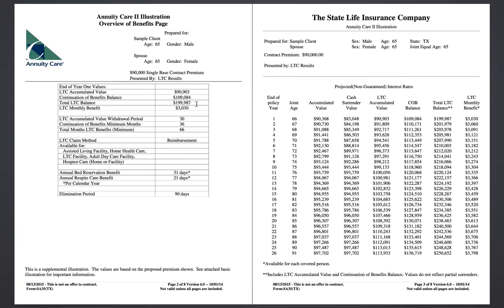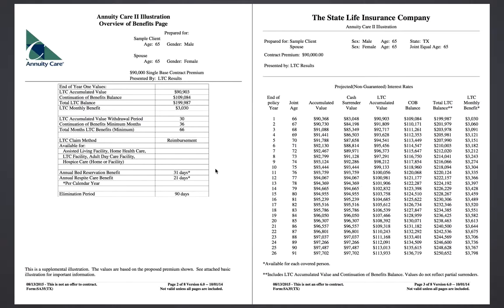worth $109,000. We add those together, we get almost $200,000 of long-term care benefits, and it would start those payments out at $3,030 per month. So what happens is we pay our $90,000 in, and we end up with 30 months where we're basically withdrawing our own money plus any interest that we've earned. And the next 36 months would be a continuation of benefits amount, which would be greater than what we had paid in. And we would get a total of 66 months of total benefits.